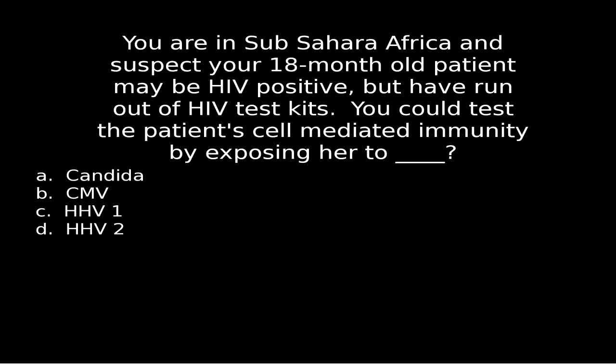But you've run out of HIV test kits, which is not uncommon, okay? In fact, we didn't have any HIV test kits where I was 2 days ago in Sub-Saharan Africa. But you could test the patient's cell-mediated immunity by exposing her to what? Well, the idea here is, what have we pretty much all been exposed to in life? You can think of this, if a little baby gets diaper rash, where do they typically get it from? From candidiasis. So all of us have been exposed to candidiasis.